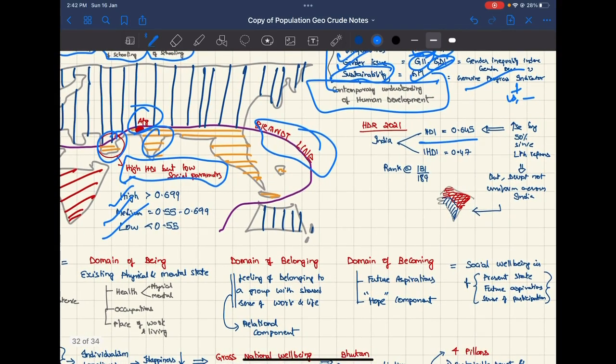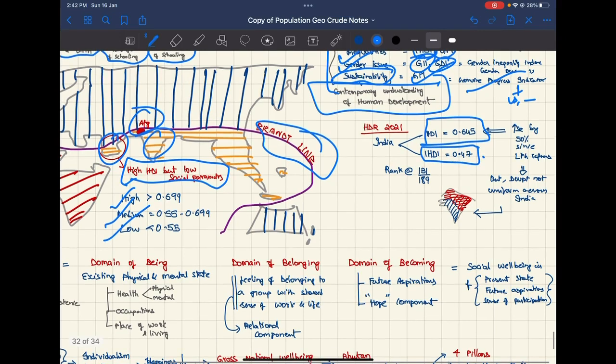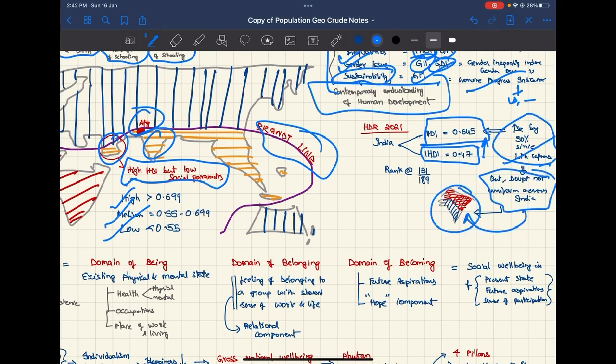India has an HDI score of 0.645 and an inequality adjusted HDI of 0.47. Therefore, inequality is high in India, and HDI has increased by 50% since the LPG reforms, but development is not uniform. This leads to regional inequalities. Rank is 131 out of 189.